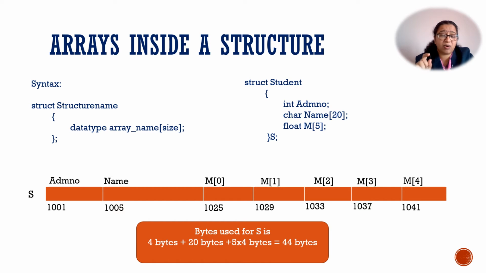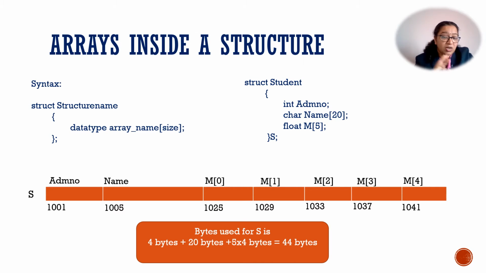Then M of 0, M of 1, M of 2, M of 3, M of 4. For each we will get 4 bytes. So M of 0, 4 bytes, 1025 to 1028. Then 1029 to 1032 for M of 1, 1033 to 1036 for M of 2, 1037 to 1040 for M of 3, then 1041 to 1044 for M of 4.